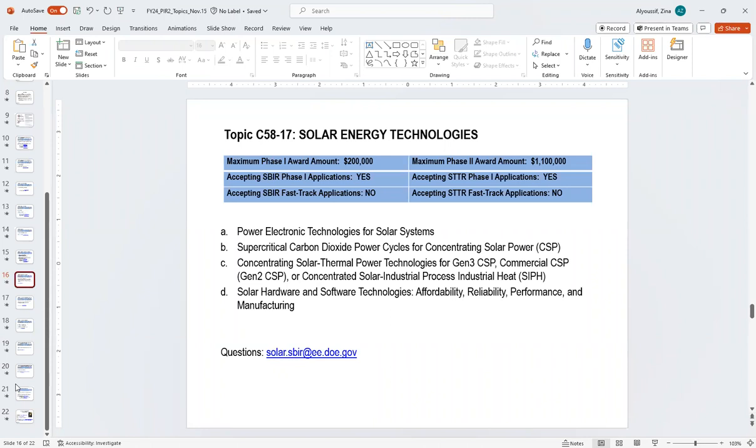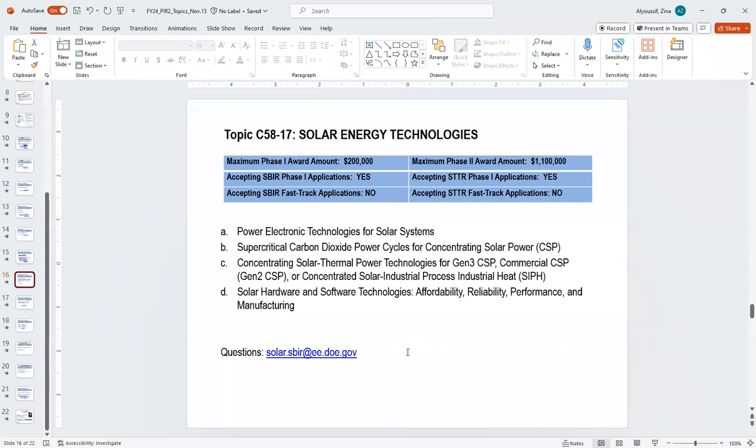Subtopics B and C are more on concentrating solar power. And I'm going to be a little bit more brief on this because I'm not the topic lead for these two. So if you have any questions, please feel free to put them in the chat or even email the appropriate mailbox, and we'll start monitoring it, and we can get back to you. Or I will transfer your question to the topic leads who can provide a more accurate answer.